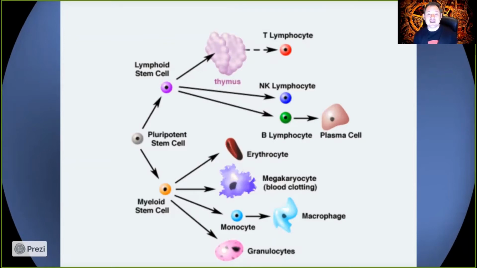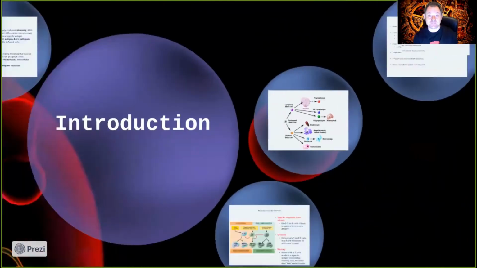Now, some of the lymphocytes leave the bone marrow to go to an organ that's about here in our chest, known as the thymus gland. There they mature into T lymphocytes, such as helper T cells and cytotoxic T cells, which I will talk about a little bit later.